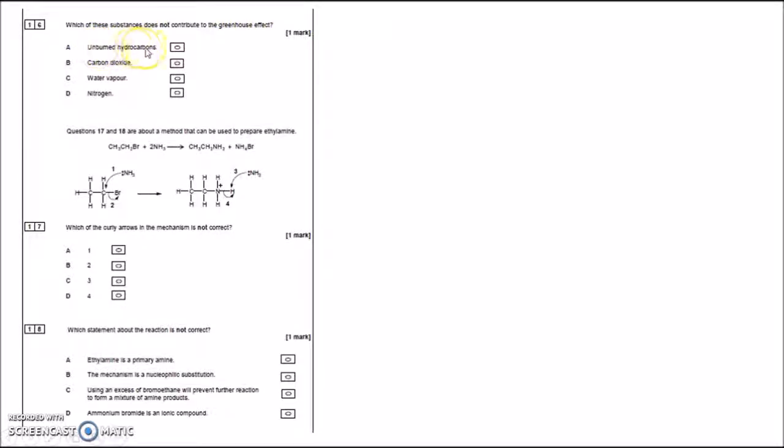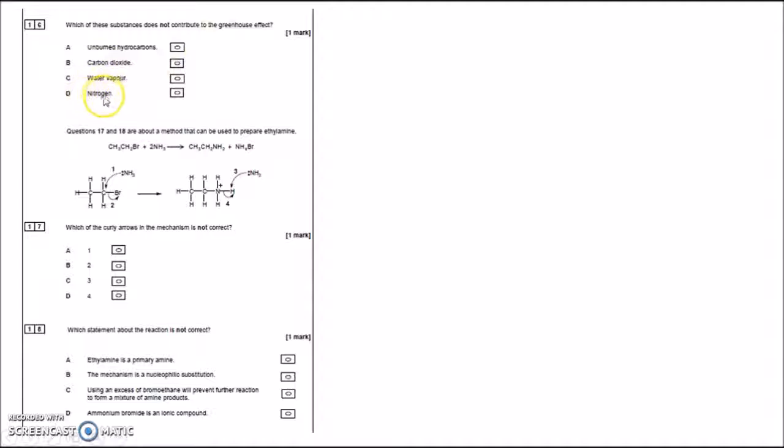Which gases will do this? Unburned hydrocarbons such as methane. Yes, they will contribute to the greenhouse effect, so the bonds within them will absorb infrared light. Carbon dioxide will do too. So carbon dioxide produced during the complete combustion of hydrocarbons in a plentiful supply of oxygen. Water vapour will do too, so that's a common mistake to think that water vapour doesn't contribute towards the greenhouse effect, but the hydrogen to oxygen bonds in water vapour actually absorb infrared light as well.